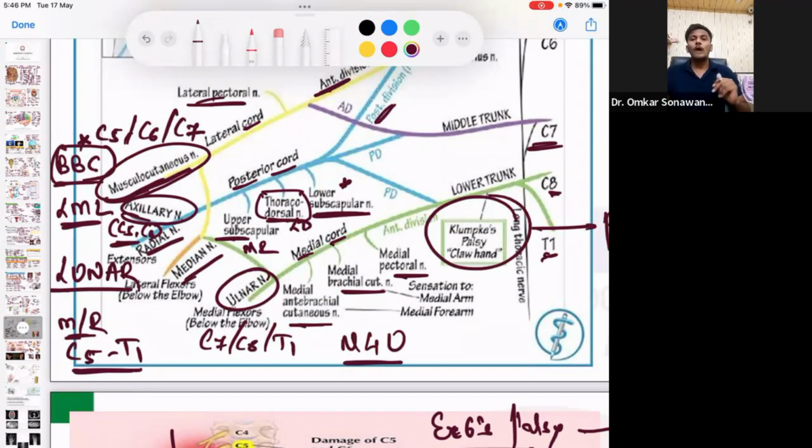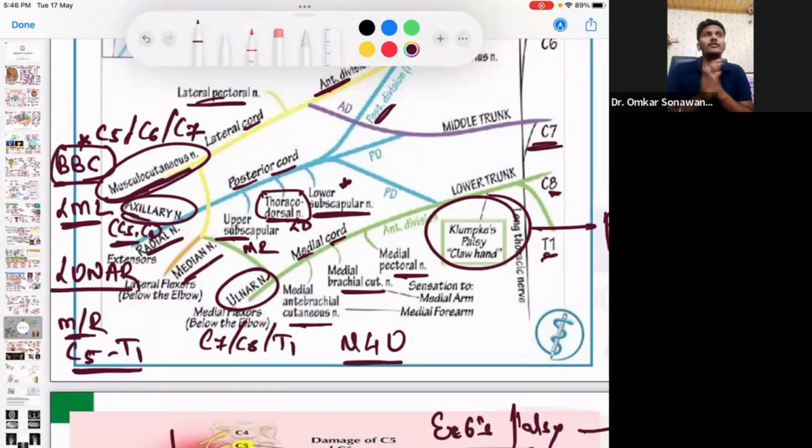And the axillary nerve winds around the neck of the humerus. Which neck? Anatomical or the surgical neck? So it winds around the surgical neck of the humerus, and therefore it is also called as the surgeon's nerve. No issues with the surgeon's nerve. Okay? No issues with this.